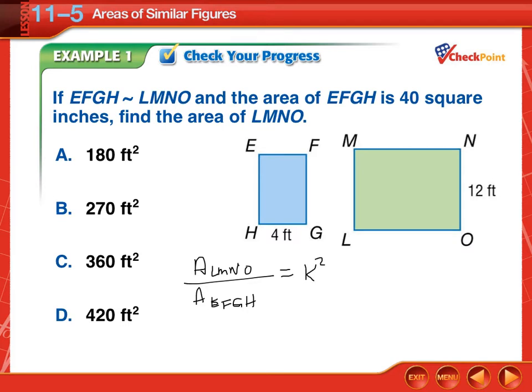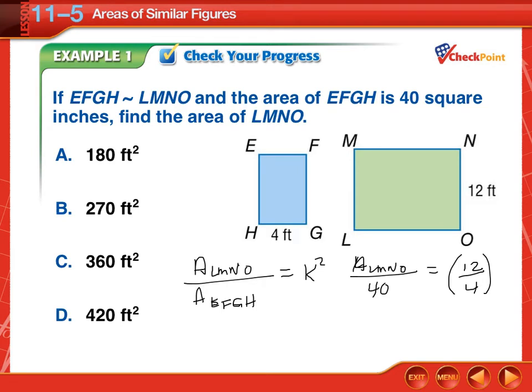Now notice I put the larger one this time on the top. It really doesn't matter, but you just have to be consistent. So I just want to show you different ways to set up the equation here. So the area of LMNO, we don't know, we want to find. And we know that EFGH is 40 square units. And the scale factor then is going to be, since I put the larger figure on the top, I have to adjust here and put my scale factor as 12 to 4.